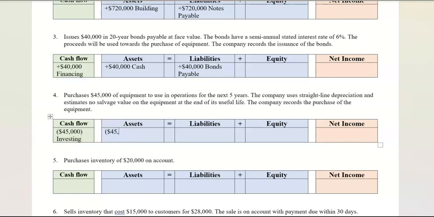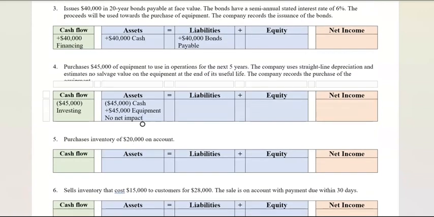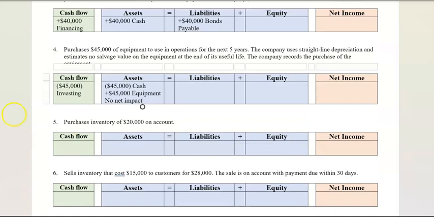So of course our asset cash is going to decrease by $45,000, and another asset, equipment, is going to increase by $45,000. And so what we're going to see here is that there's no net impact of this transaction on assets, liabilities, equity, or net income. Assets are unchanged because one asset goes up and another one goes down. Now, what about the use of the equipment and therefore the depreciation expense? We'll see that in a separate entry further on.